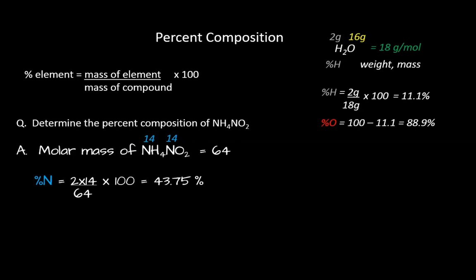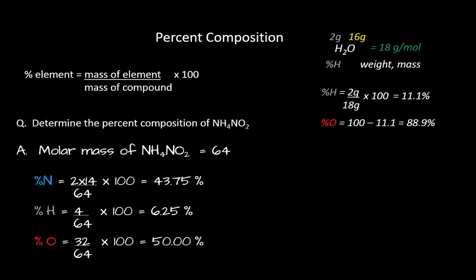That takes care of nitrogen. Now, we do the same thing for hydrogen. There are 4 hydrogens in the compound, so each with a molar mass of 1, and 4 over 64 times 100 is 6.25%. And finally, oxygen, there are 2 oxygen atoms, each one is 16. So 16 times 2 is 32, divided by 64 times 100 is 50%.